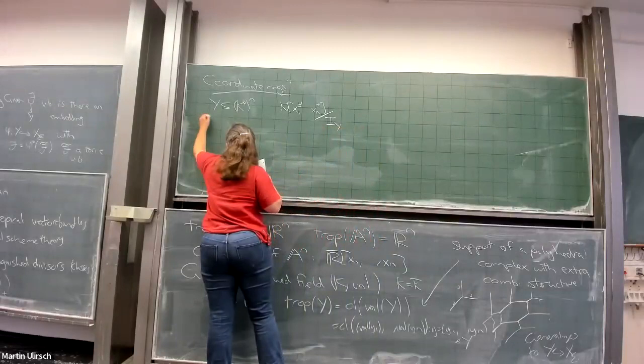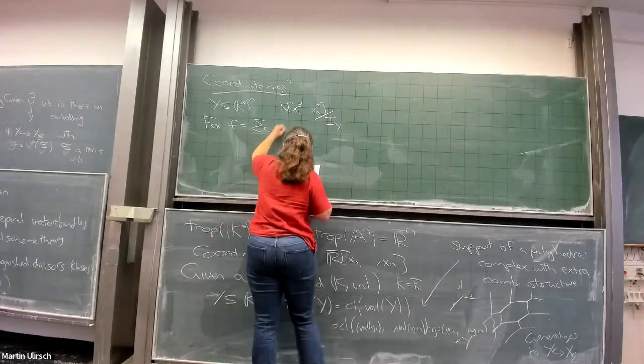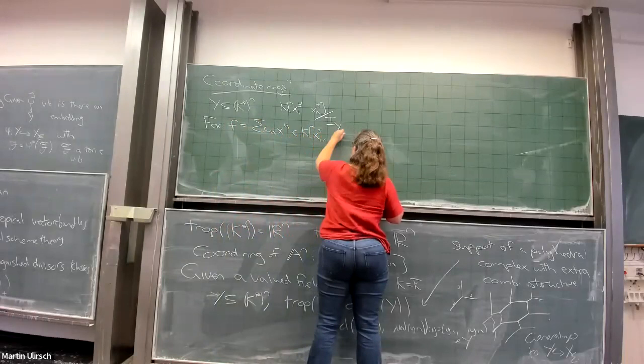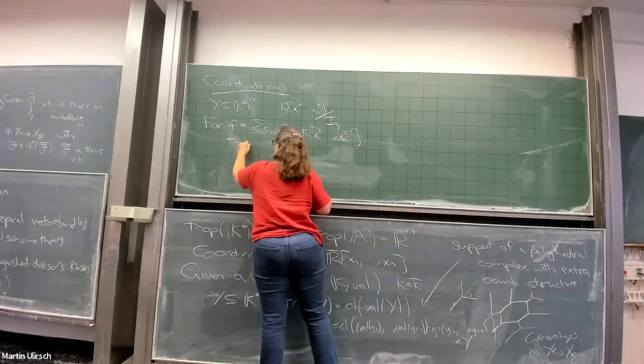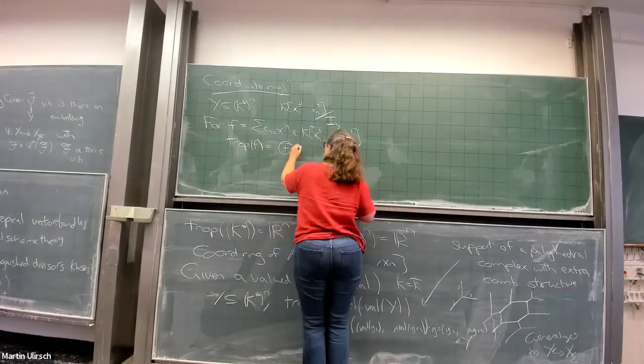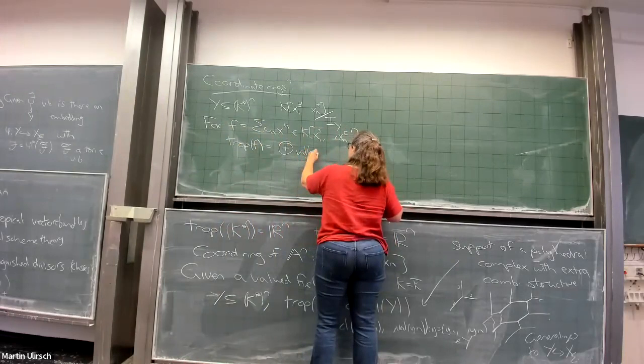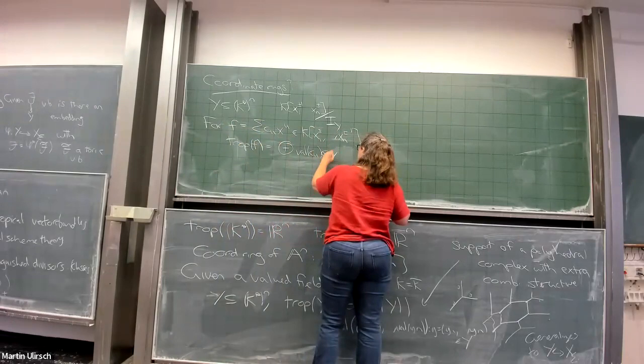So for F being the sum of c_u x^u in my Laurent polynomial ring, I'll set trop F to be the tropical polynomial. I just turn multiplication into tropical multiplication, and addition into tropical addition, and I take the valuation of coefficients.